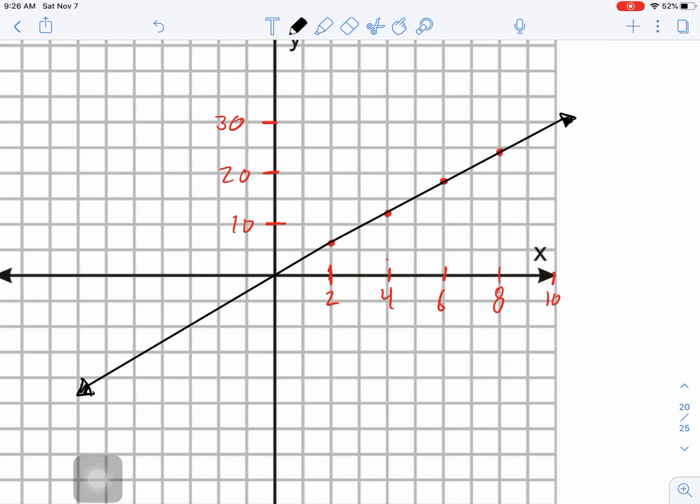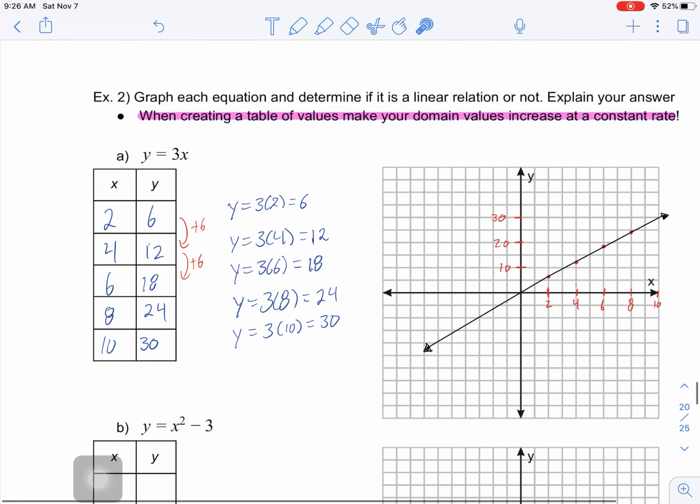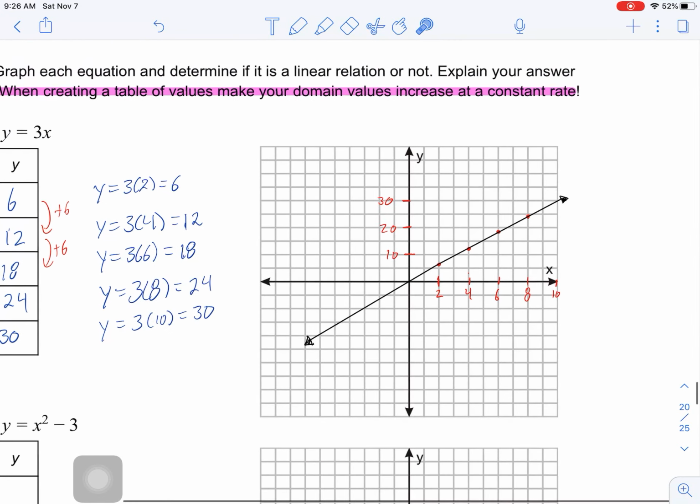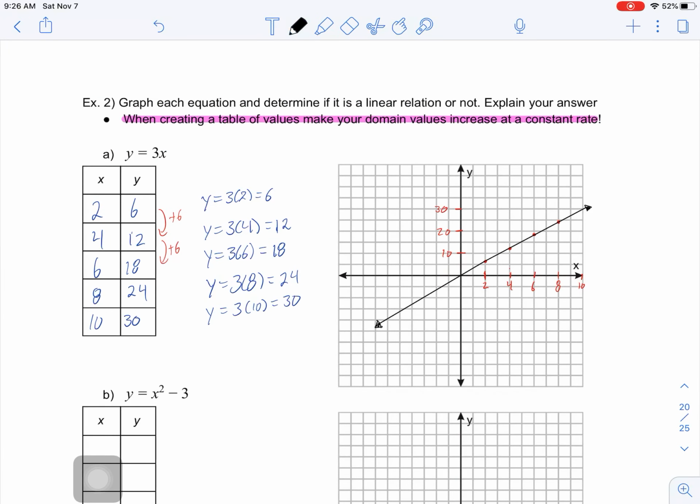And recognize our point 10 and 30 has been plotted. 10 and 30, look at that. So it does fall on our graph. So this is a linear relation. We kind of figured that out because we can see that these go up by the same rate. But over here, we can also see that this is a straight line. So two different ways to figure out if something's a linear relation.